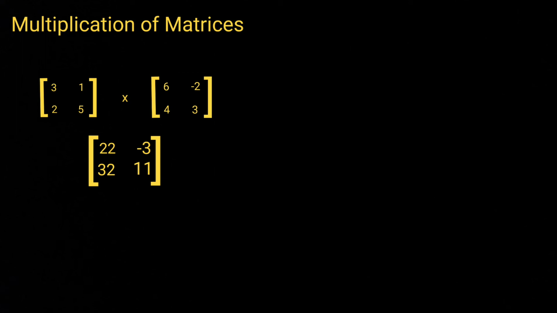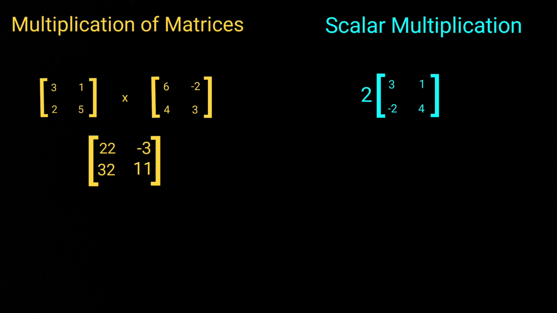There will also be times when you encounter matrices with a scalar constant. This is called scalar multiplication. And what happens here is that each element in the matrix is multiplied by the given scalar. So for example, if this matrix is multiplied by the scalar of 2, all 4 elements in this matrix would be multiplied by 2 and would receive this matrix.